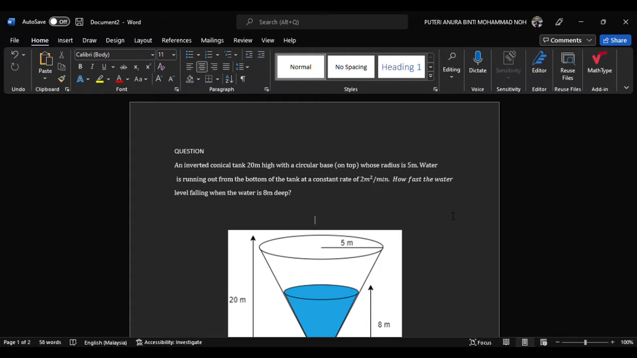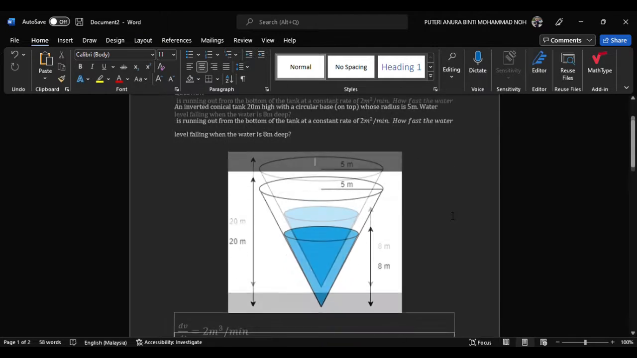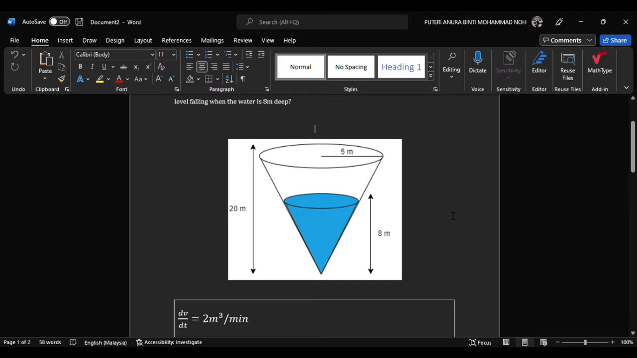Question 1 is an inverted conical tank 20 meters high with a circular base on top whose radius is 5 meters. Water is running out from the bottom of the tank at a constant rate of 2 meters per minute. How fast is the water level falling when the water is 8 meters deep? So this is the diagram that we extract from the question. This is the radius, this is the depth of the water, and this is the height of the tank.